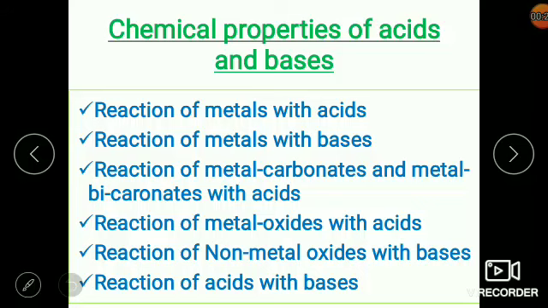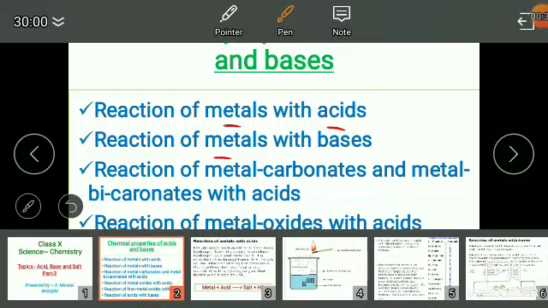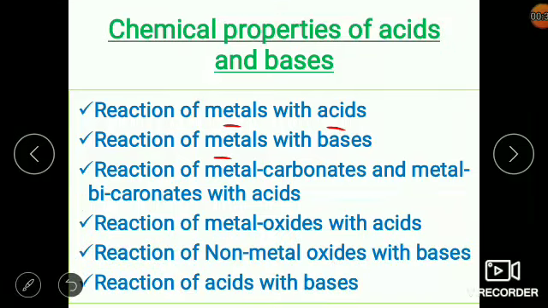First reaction goes as reaction of metals with acid. Okay, how acid reacts with metal, that one we'll see. And the second type of reaction, we'll see how bases react with metals. On third, we'll see how acid reacts with metal carbonates and metal bicarbonates. On fourth we'll focus on how acid reacts with metal oxide, how bases react with non-metal oxide, and on the sixth reaction we'll see how acid and base react with each other. So this sixth reaction we are going to understand today.